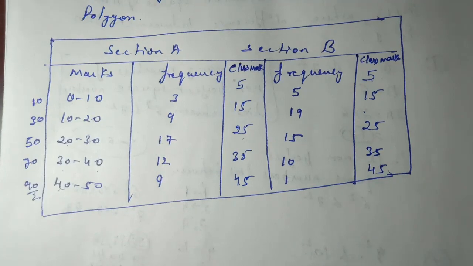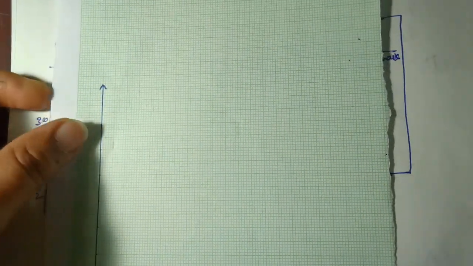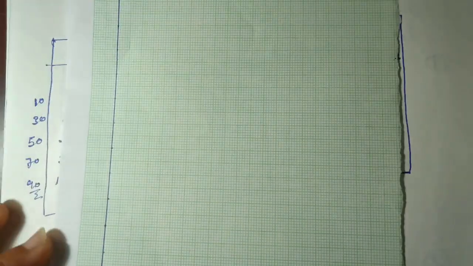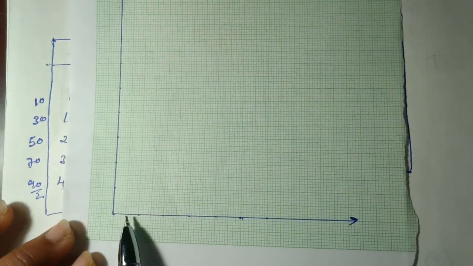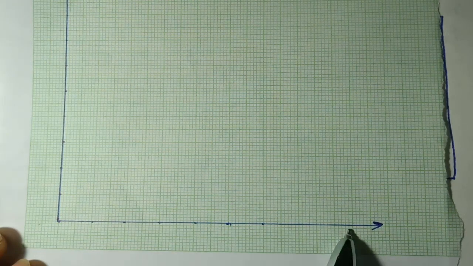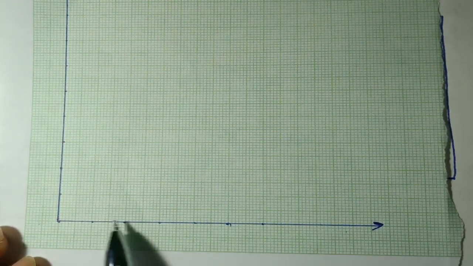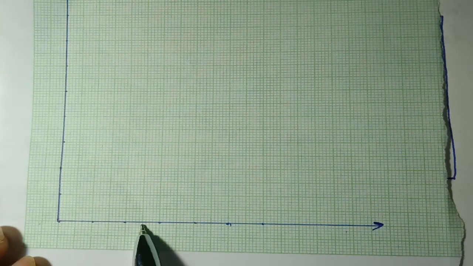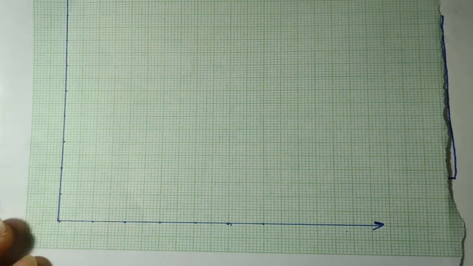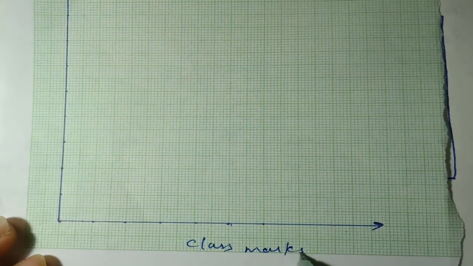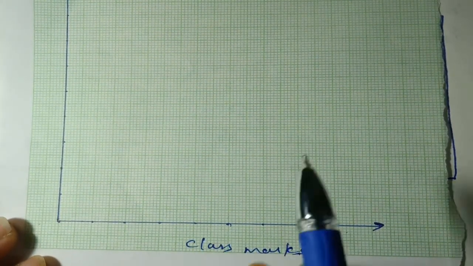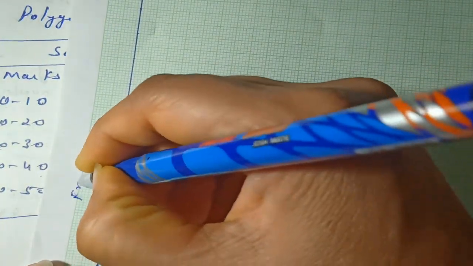So on the graph paper, this is the graph paper, I have drawn the vertical and horizontal lines. This is the horizontal line which we're going to take as the x-axis. On this axis we're going to take the class mark. And on the y-axis we're going to mark the frequency.